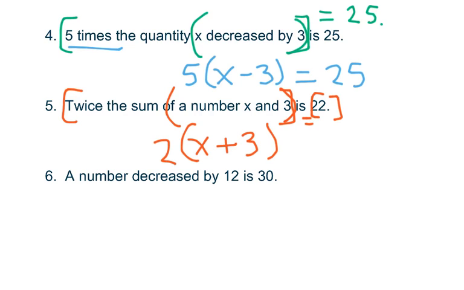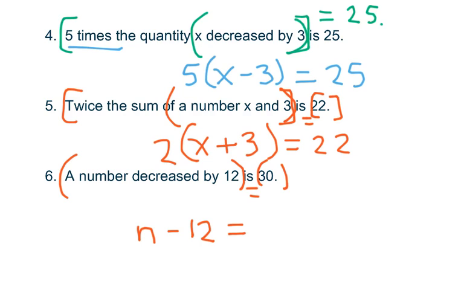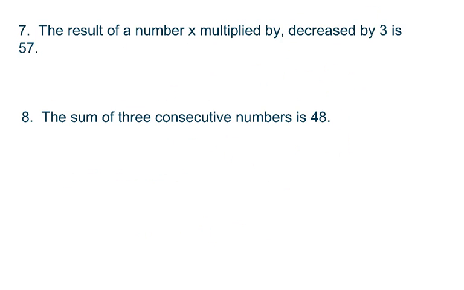Twice that is 22. Okay? And again, here's your left side of the equation and your right side of the equation, and there's your equal. So a number is decreased by 12, and it is, or is equal to 30. Okay? So just break down your sentences and do that.